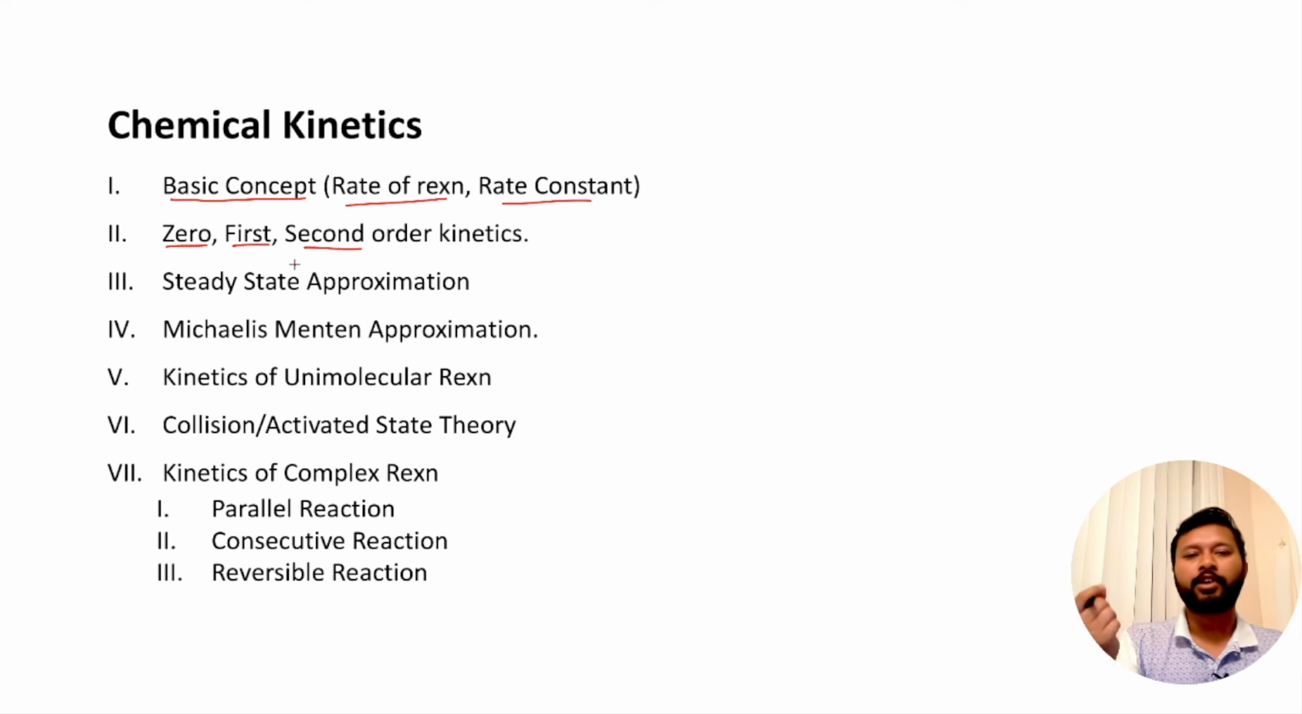Again, one more thing is that the unit of rate constant is also something which you should know. Steady state approximation is a highly important topic, so you should be aware of that. Michaelis-Menten equation, whole enzyme kinetics depends upon that. Not only the Michaelis-Menten equation, but the Lineweaver-Burk plot is there, the Eadie-Hofstee plot is there, so you should know all these things.